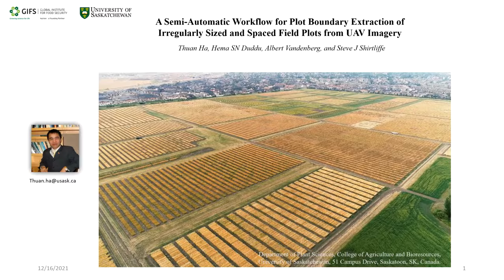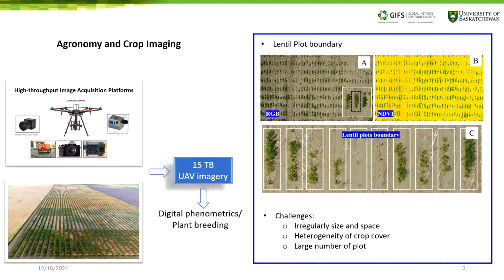and practice on it. At our lab, about 15 terabytes of images on plant breeding were collected each year. So batch processing is necessary for extracting plant phenometrics, and plot boundary extraction is very important for rapid phenotypic data acquisition. As the plots were generated by seeders, the spaces between plots are inconsistent, and under the effect of experimental treatments and environmental factors, the plots are characterized by high heterogeneity of crop cover.